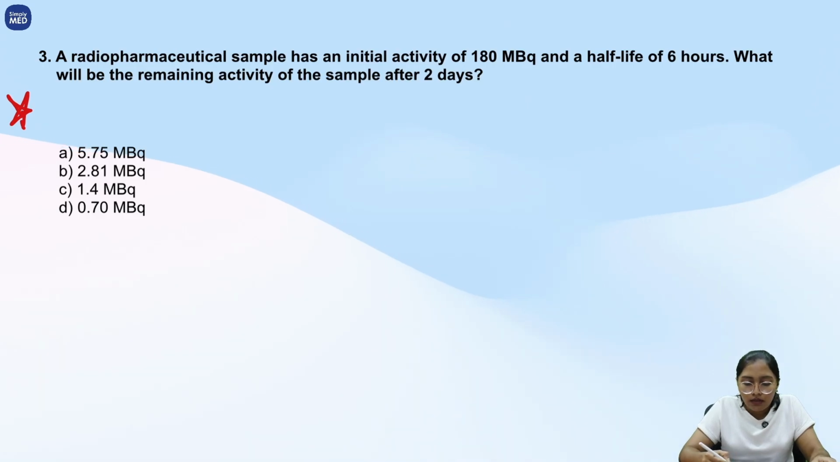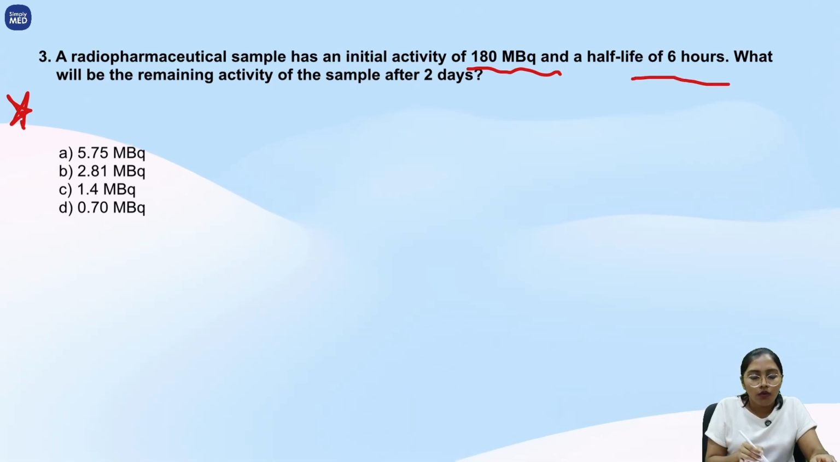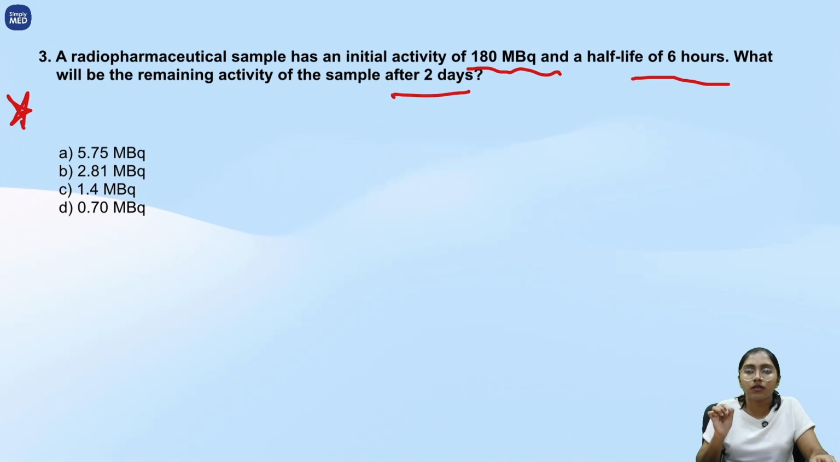A radiopharmaceutical sample has an initial activity of 180 millibecquerel and its half-life is 6 hours. What will be the remaining activity of the sample after 2 days? So initial activity is 180, half-life is 6 hours, and the time taken is 2 days.